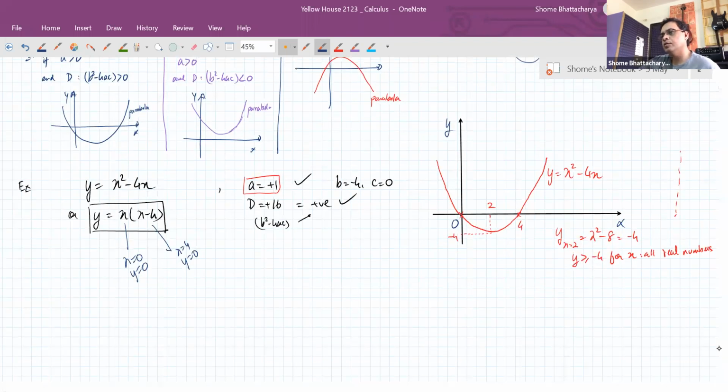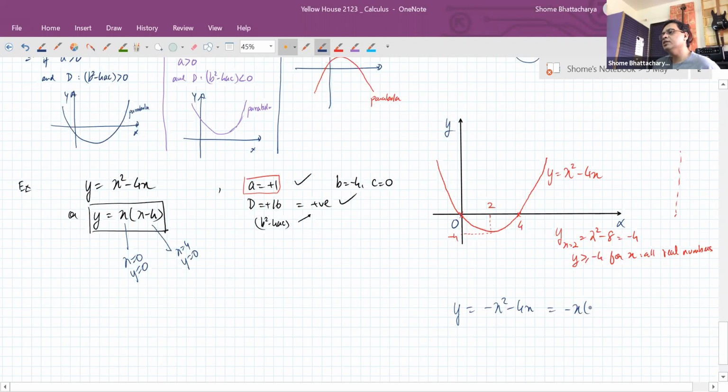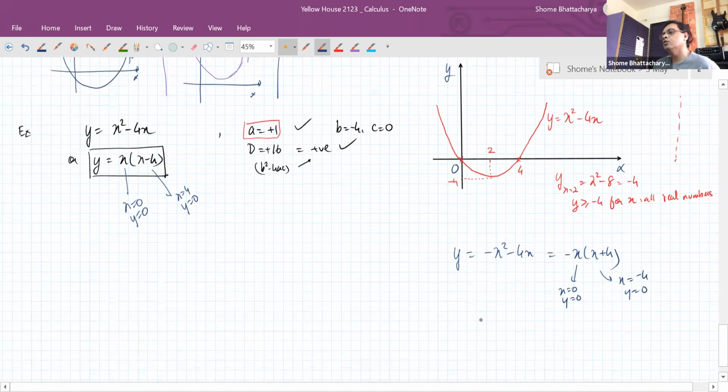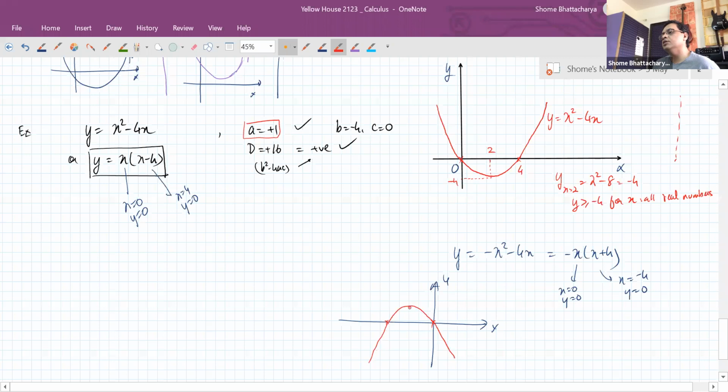So if we have y equal to minus x square minus 4x, it will be an inverted parabola. That will be a little bit different. This is minus x into x plus 4. So this has x equal to 0, y is 0, and x equal to minus 4, y is equal to 0. So this will be an inverted parabola which is cutting the x-axis at which places? 0 and minus 4, not 0 and 4. Yes, sir. So it cuts this point and this point, and it's an inverted parabola. So it has to look like this. This now will have a maximum value instead of a minimum value at x equal to minus 2.